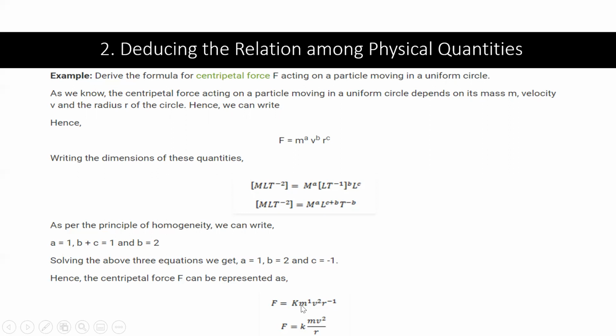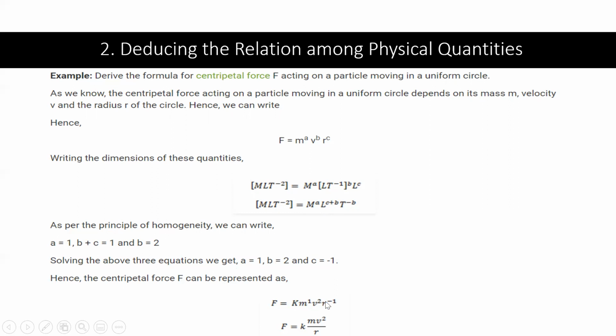We always write that. M raised to, instead of A, you have 1. So instead of A, you are writing 1. V raised to, instead of B, you have 2. So V square. Instead of C, you have minus 1. So R raised to minus 1.